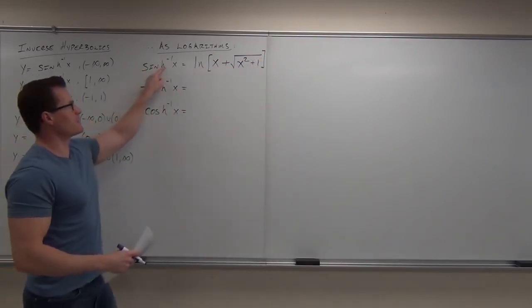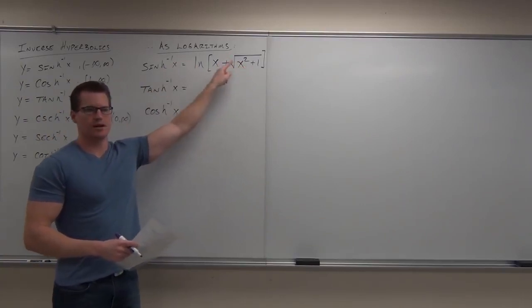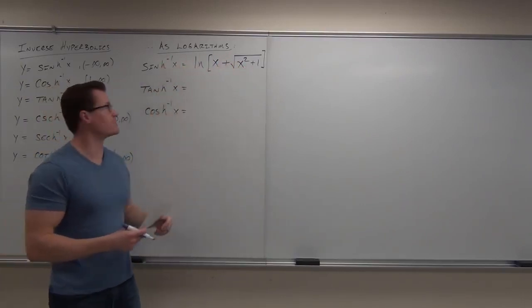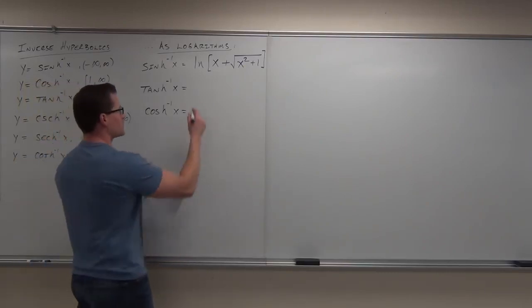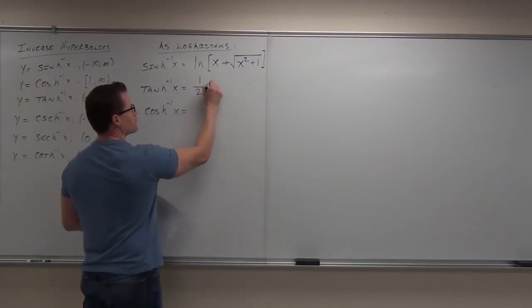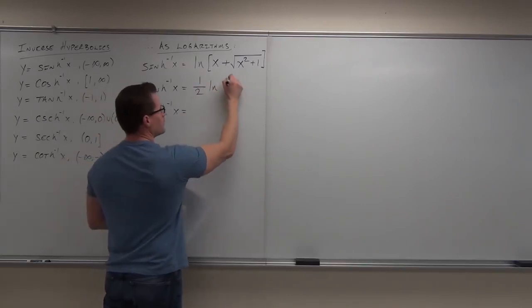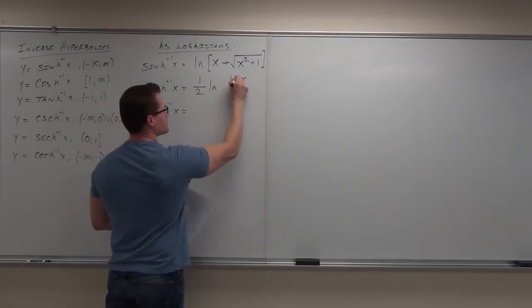Wherever you see this, it means this. Wherever you see this, you can actually write it as this. They're the same thing, they're definition. Now, tanh inverse: you can write that as 1/2 ln of (1 plus x over 1 minus x).